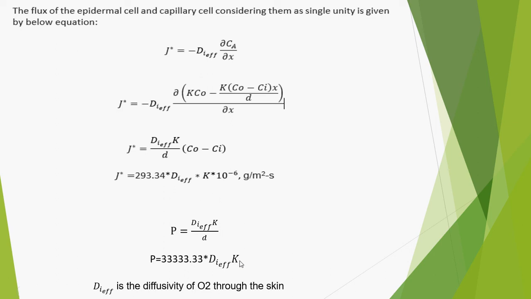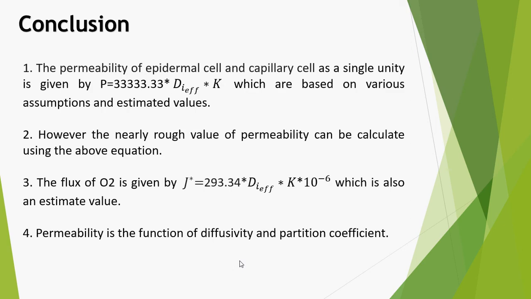where D is the effective diffusion of oxygen, and K is the partition coefficient. From here what we conclude is that we can clearly see from the equations of permeability and flux that these are two functions of diffusivity and the partition coefficient, and this is the importance of this equation, because the flux just depends upon the diffusivity of oxygen through that membrane and also the partition coefficient.